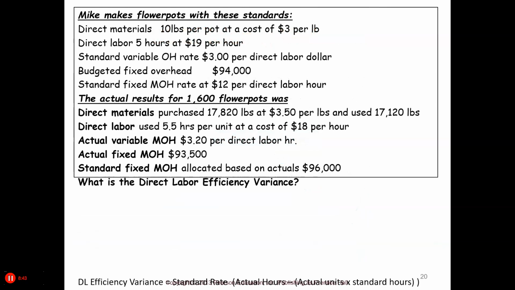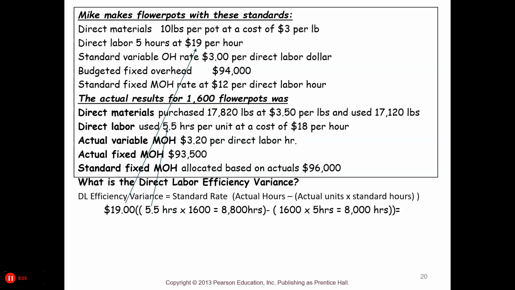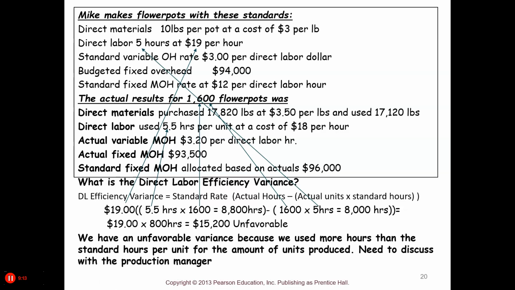Go to our problem. Here's our formula. Now we're going to get that information. We get the $19, which is the standard, times the actual hours, times the units produced, which tells us that's 880 hours. And then we're going to take the number of units again produced times the standard. And we get an unfavorable variance of 15,200. Now, we have an unfavorable variance because we used more hours than the standard hours per unit for the amount of units produced. This needs to be discussed with the production manager.